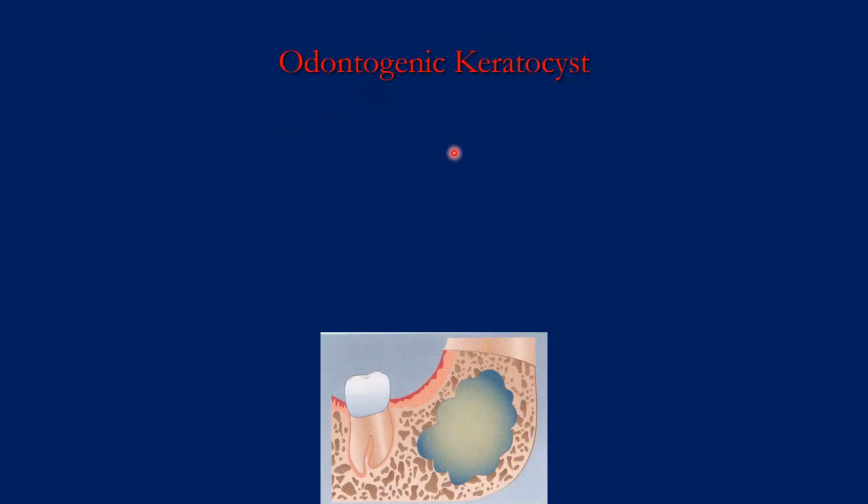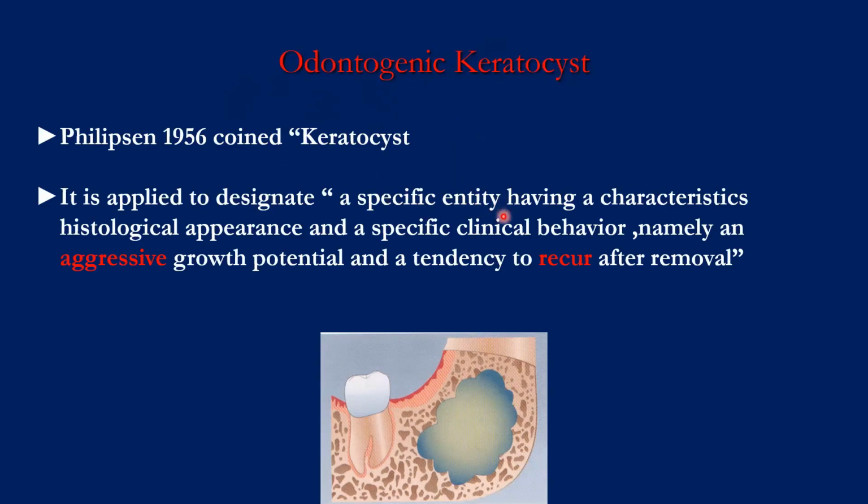It was Philipsen in 1956 who coined the term keratocyst, and it is used to designate a very specific entity within itself which has characteristic histological appearance and a very specific clinical behavior, which basically indicates an aggressive growth potential and a tendency to recur after surgical removal. But this definition is now applied only to a specific type of odontogenic keratocyst, that is parakeratinized type. We will discuss the types as we continue.